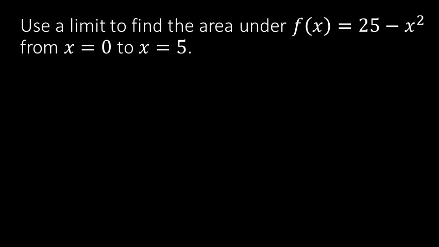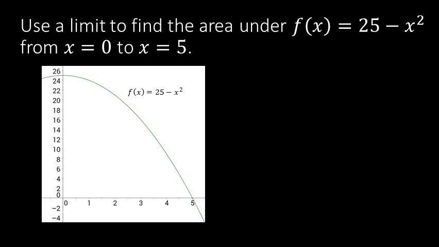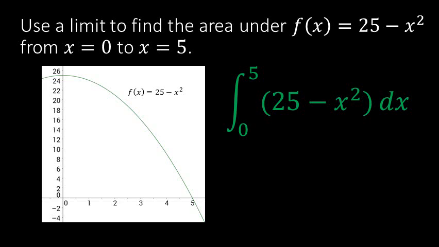As an introduction to this topic, we'll use a limit to find the area under the curve with the equation f of x equals 25 minus x squared from 0 to 5. The graph is a parabola that opens down from its vertex at 0, 25. This area would be represented as the integral from 0 to 5 of 25 minus x squared dx.